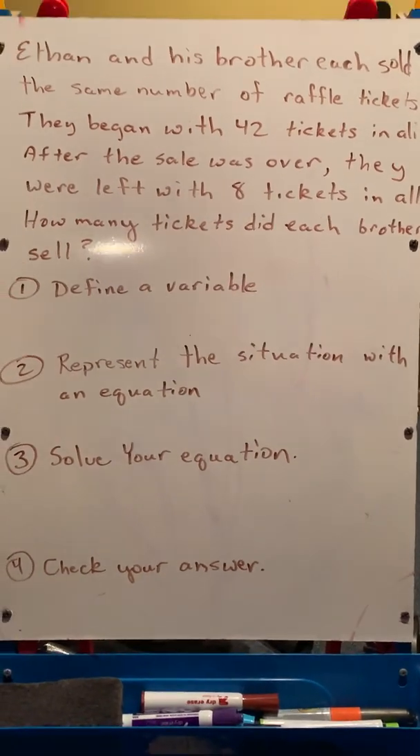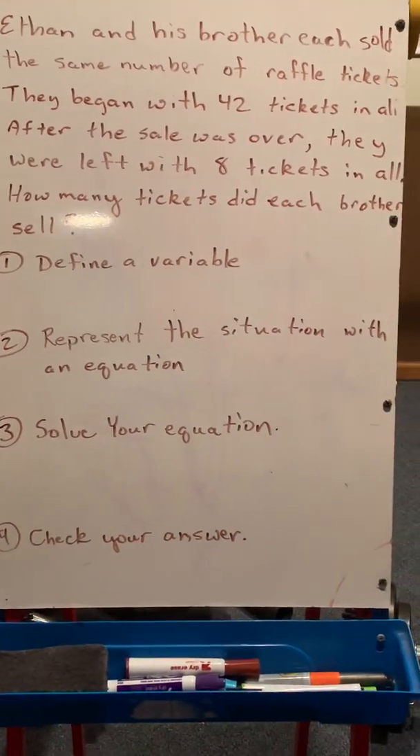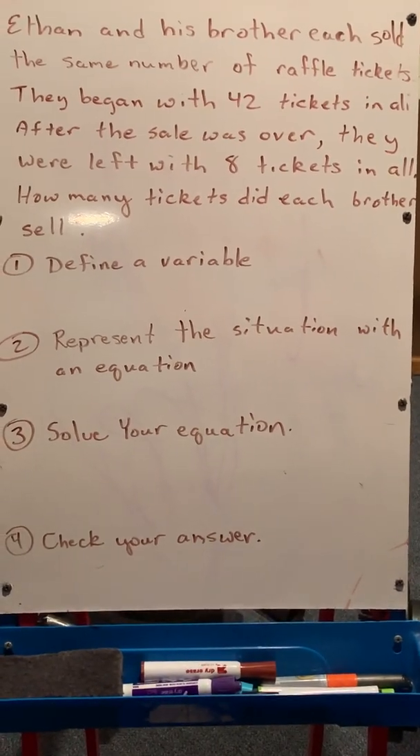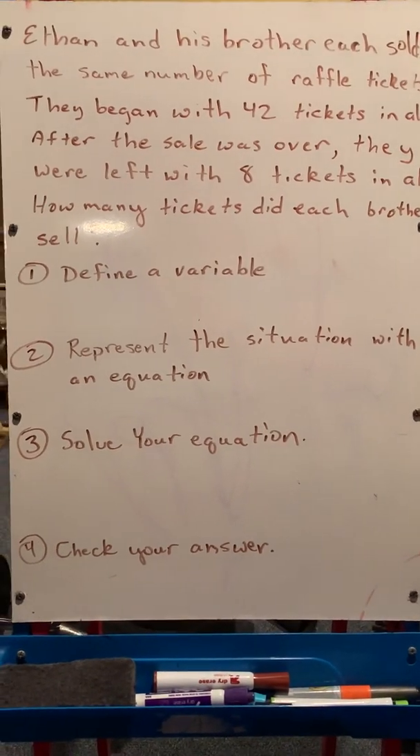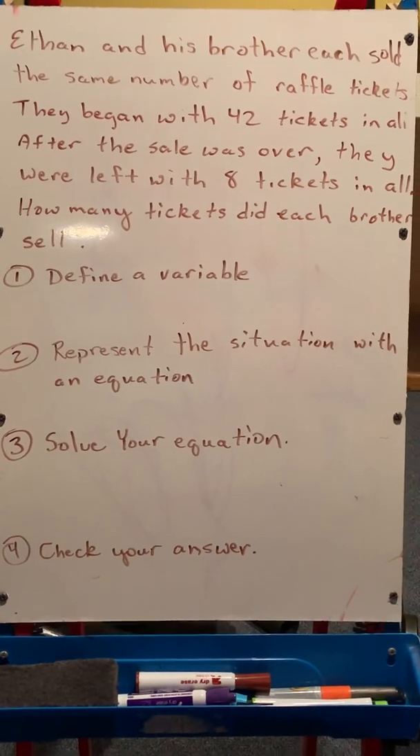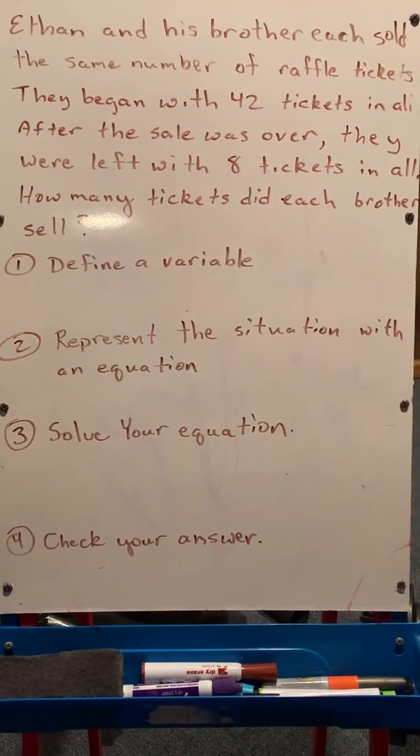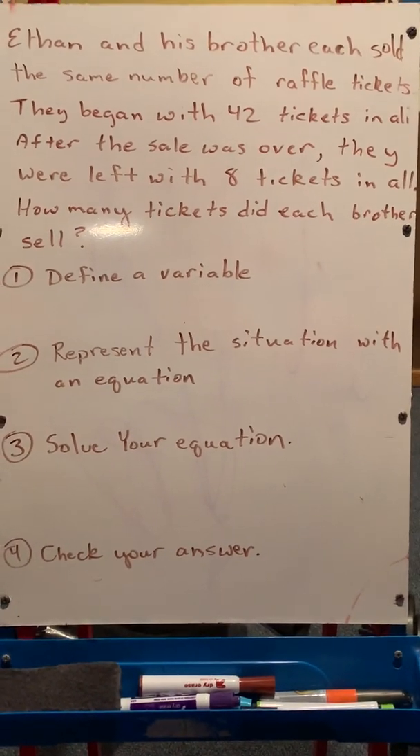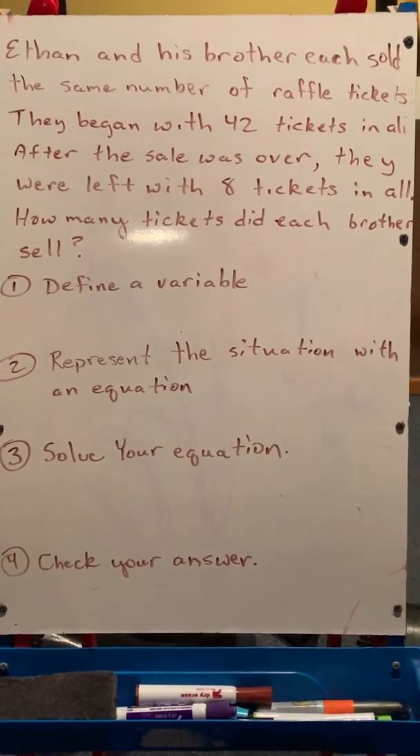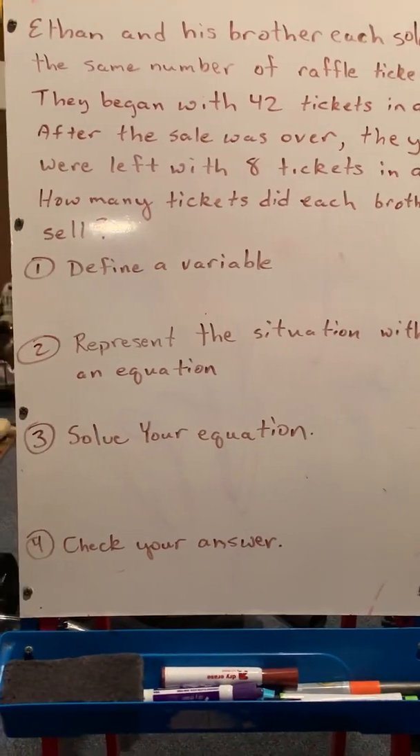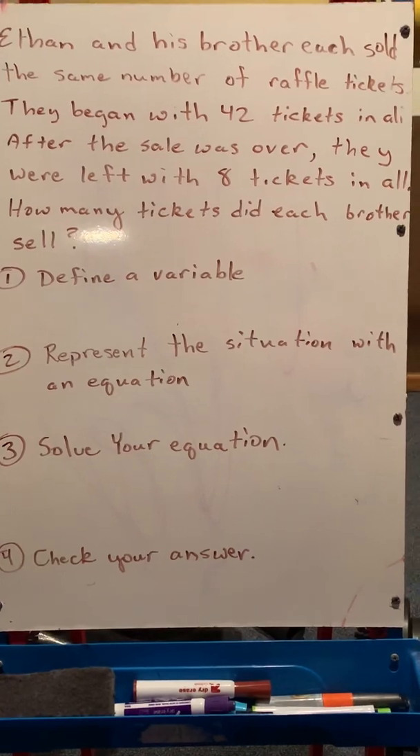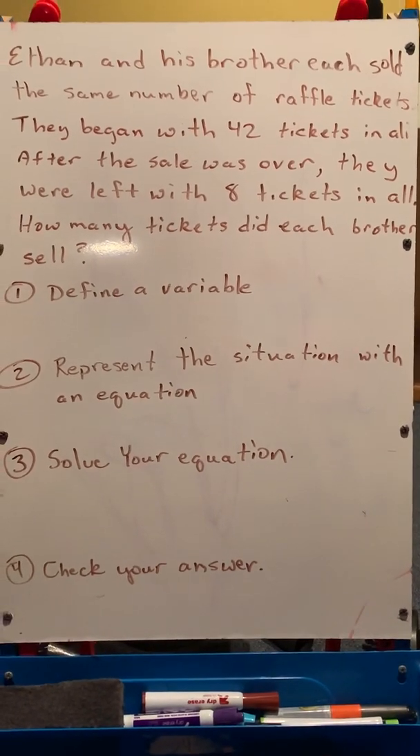Okay, so the problem, this is kind of a big one. There's 4 parts to it, and it's going to combine a lot of stuff we've used in our algebra units so far. But the problem is Ethan and his brother each sold the same number of raffle tickets. They began with 42 tickets in all. After the sale was over, they were left with 8 tickets in all. How many tickets did each brother sell?